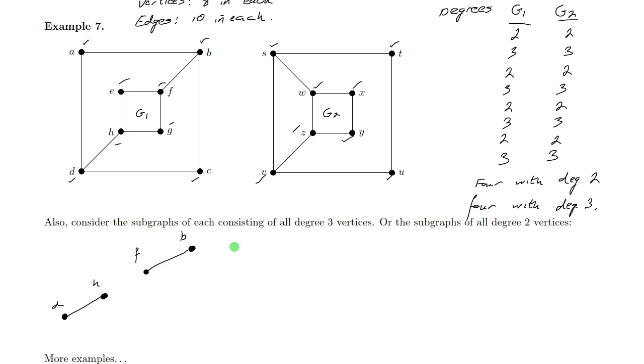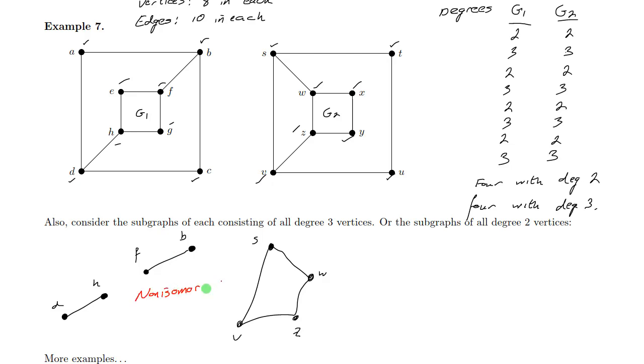If I do the same thing over here, all of the degree 3 vertices, that's going to be S and W, Z, and V. And we see that among the degree 3 vertices, there's a cycle of length 4 that contains all of them. I don't have that cycle of length 4 showing up in the first graph. So that is enough to tell us that they are non-isomorphic.